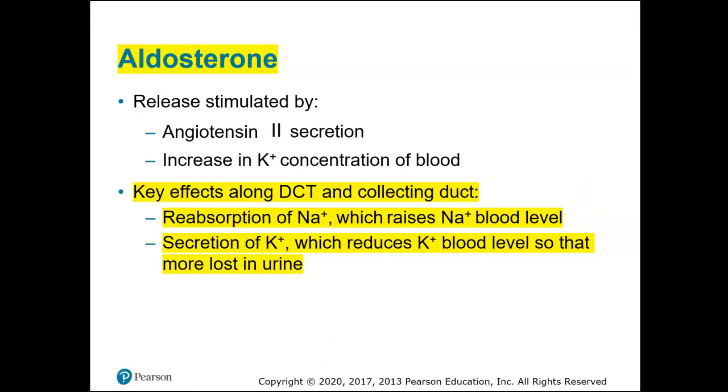Now, the key effects of aldosterone are also along the DCT and collecting duct. Aldosterone works to cause you to reabsorb sodium from the urine into the blood, and that will raise sodium levels in the blood. Water is going to follow sodium, so that you retain more water. And then another thing aldosterone does is cause you to secrete potassium, which reduces the potassium levels in your blood so that more potassium is lost in your urine.